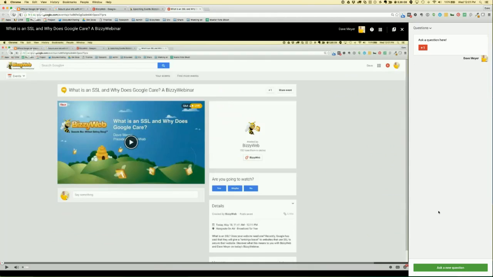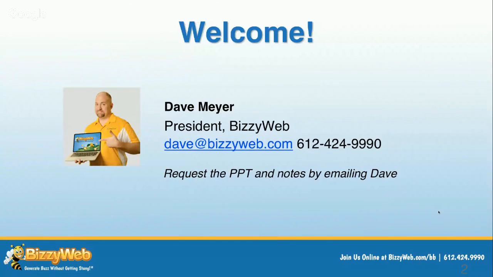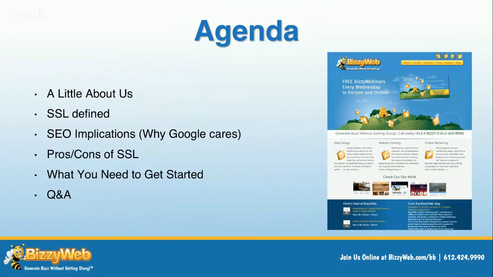Now, SSL and the things that we're going to talk about today are relatively straightforward, but this is going to be a little bit of a different agenda for the day. It's going to be a little quicker than we normally do these Bizzy webinars, but this is all about what secure socket layers are and the search engine optimization implications, or why Google cares about having a secure website. We're going to talk through the pros and cons, and finally what you need to get started with an SSL for your website.